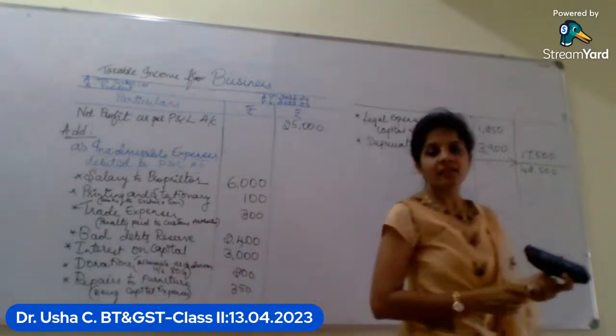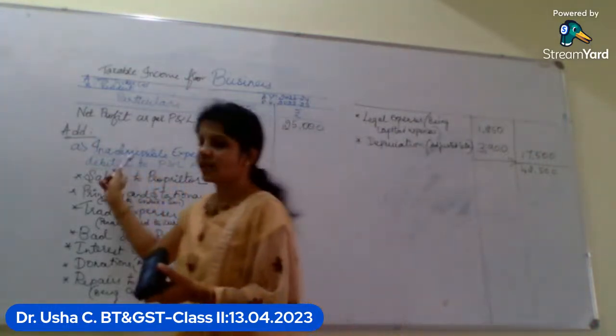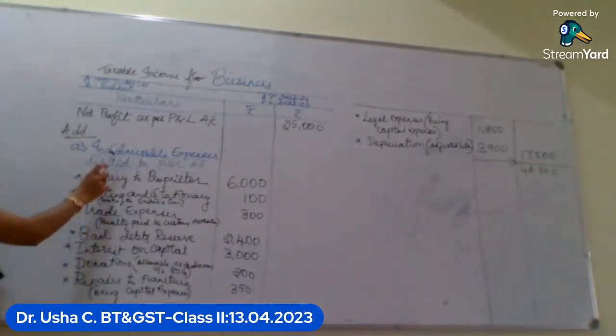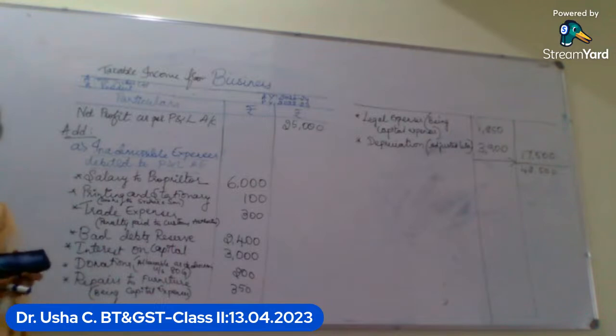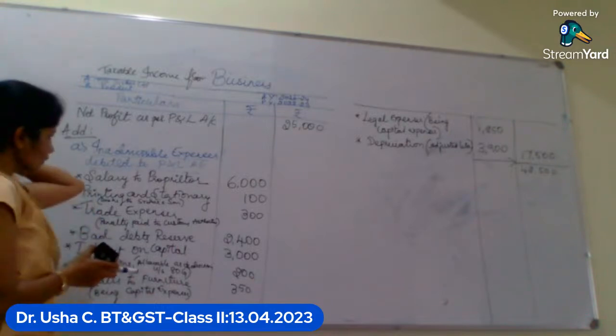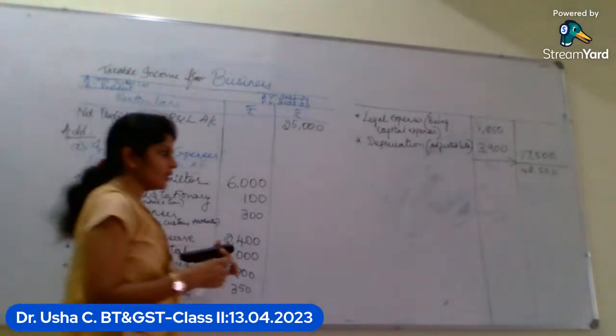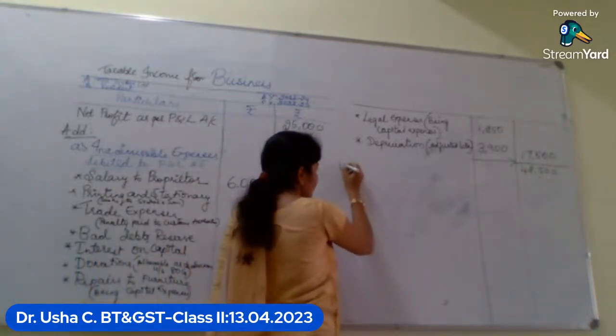There are again some items to be considered. First one is what? Here we have taken inadmissible expenses debited to profit and loss account, correct? What is the second item here? The second item here is B.